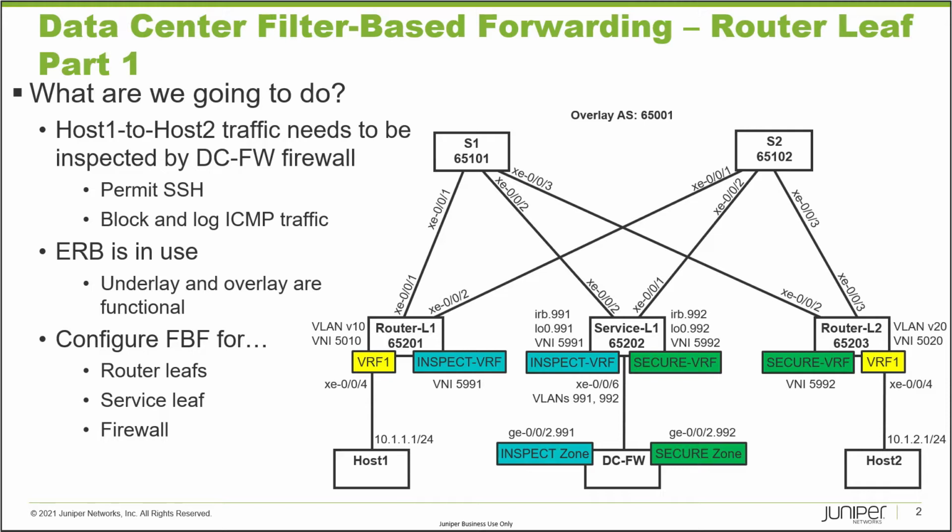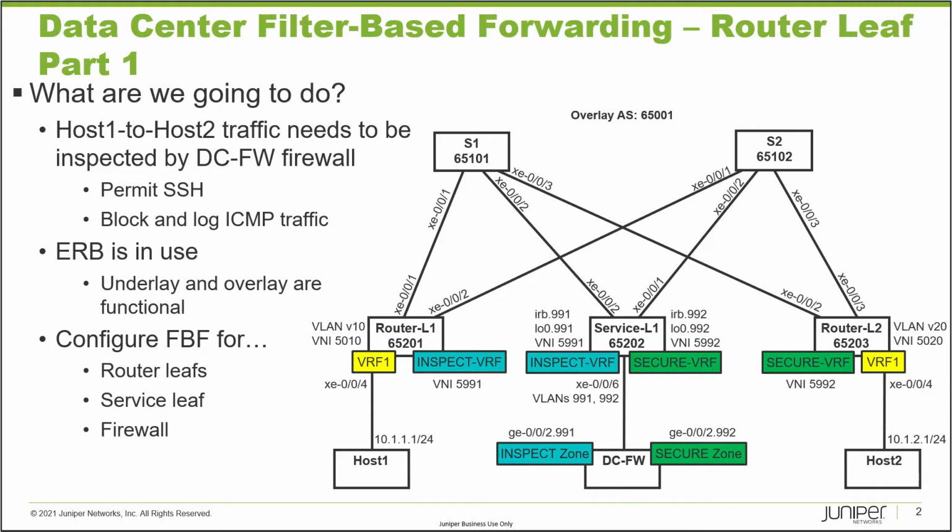All right, so let's have a look at the topology here. This is a lot to digest, so I'll try to make it as simple as possible. Here in the topology, we have two spines, S1 and S2, and then we have two router leafs, that's router L1 and router L2, and then one service leaf in the middle. And these devices are using edge-routed bridging, and so the underlay and the overlay functionality is already there. And so we're set there. We're not going to worry about configuring the ERB part of things.